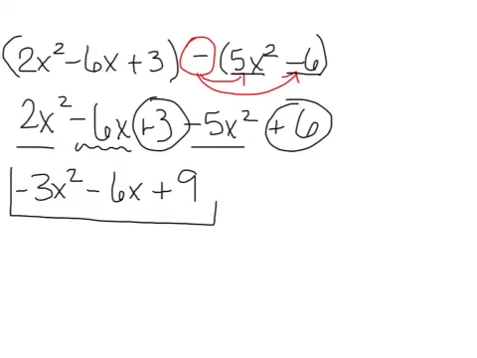Now, many of you may see that we could factor out a 3 or a negative 3 out of this polynomial, but that is not our goal in adding and subtracting polynomials. So we're going to leave it as negative 3x squared minus 6x plus 9.